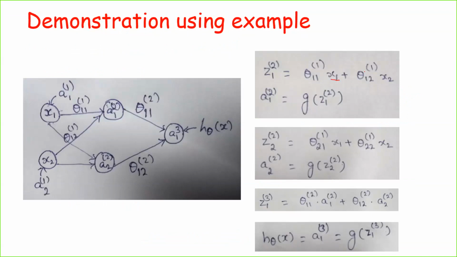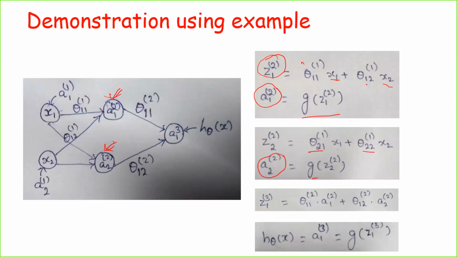Multiplying x1 and x2 with the corresponding weights and getting the net sum corresponding to z1, give it to the sigmoid, you will get a12. Multiply the inputs with the corresponding weights and you will get the net sum here. Give it to the sigmoid, you will get the activation unit at this layer.